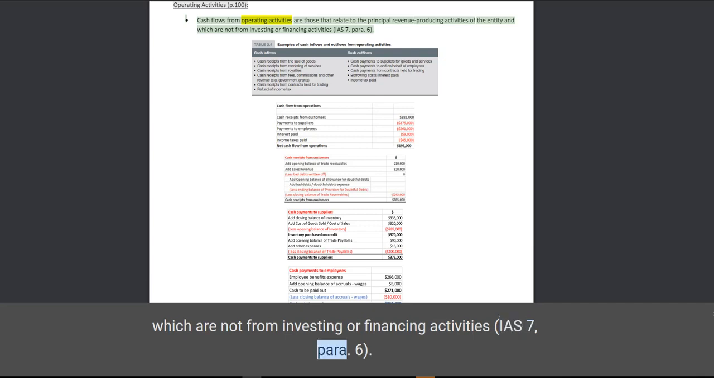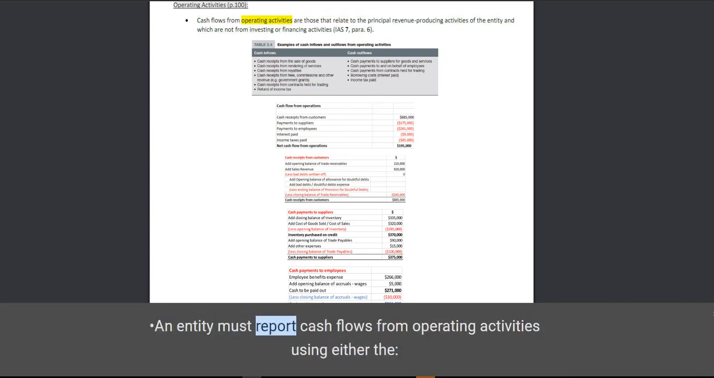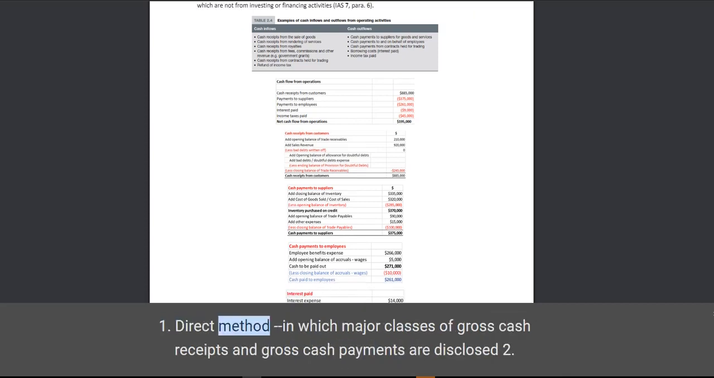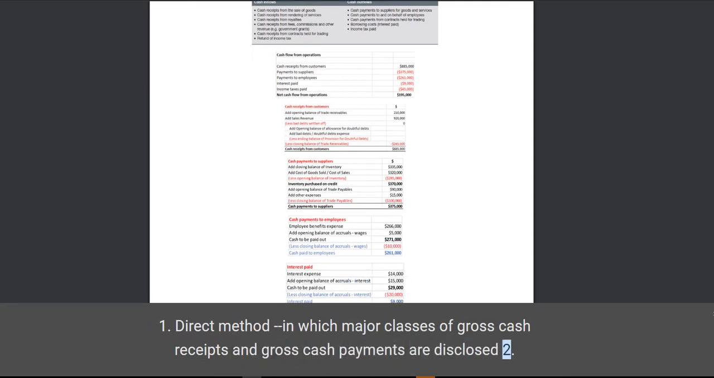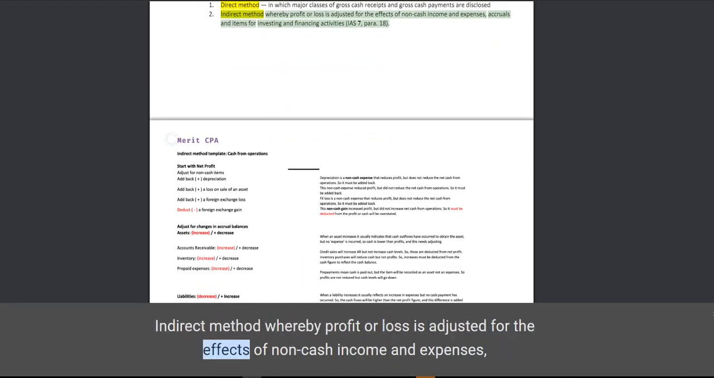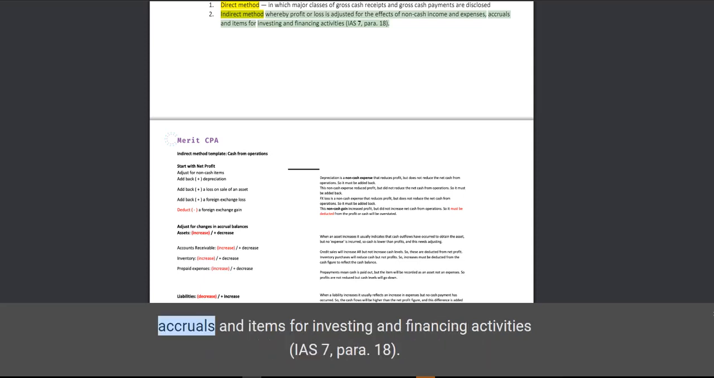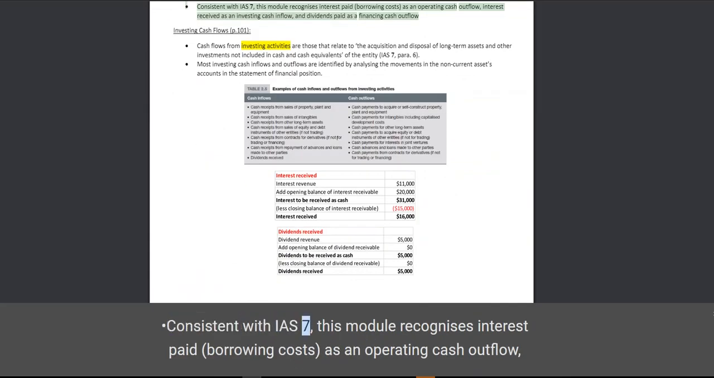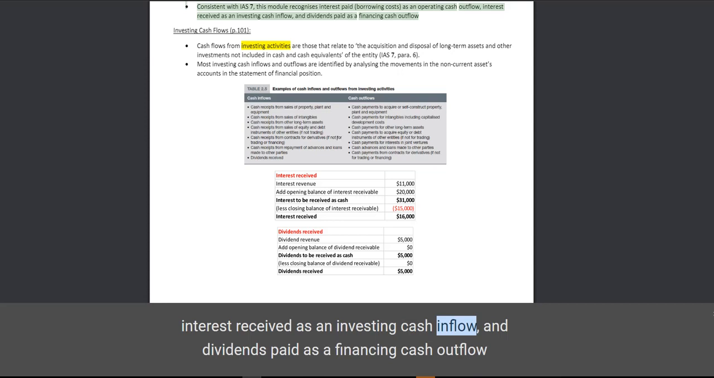EAS 7, para. 6. An entity must report cash flows from operating activities using either the 1. Direct method, in which major classes of gross cash receipts and gross cash payments are disclosed. 2. Indirect method, whereby profit or loss is adjusted for the effects of non-cash income and expenses, accruals and items for investing and financing activities. EAS 7, para. 18. Consistent with EAS 7, this module recognizes interest paid, borrowing costs, as an operating cash outflow, interest received as investing cash inflow, and dividends paid as a financing cash outflow.